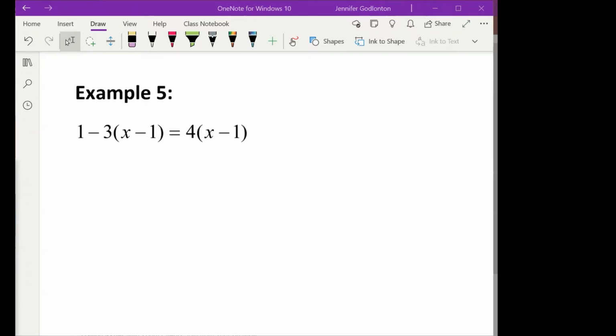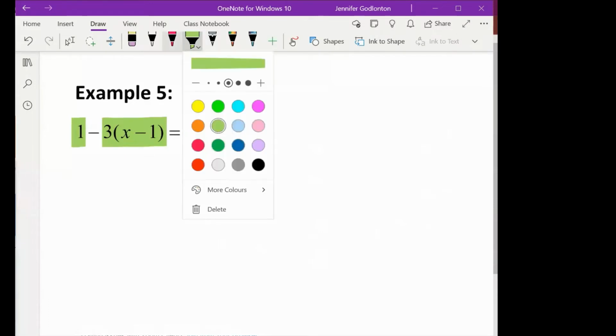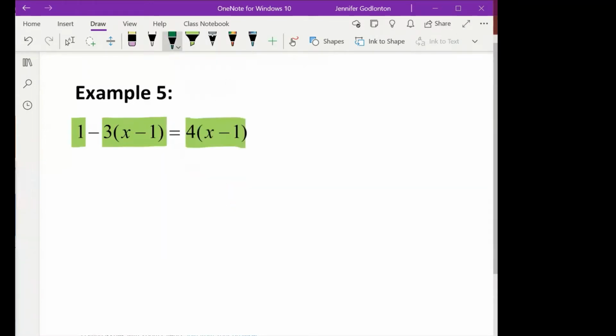All right, let's have a look. Let's see how we go. So our first step here is we want to make sure we get our terms right. So we've got one term, two terms, and then that term is all by himself. And then we are going to do our simplifying of both sides. So the 1 is just the 1. Then we have -3 times x, which is -3x, and -3 times -1, which is +3, and that is equal to 4x minus 4.